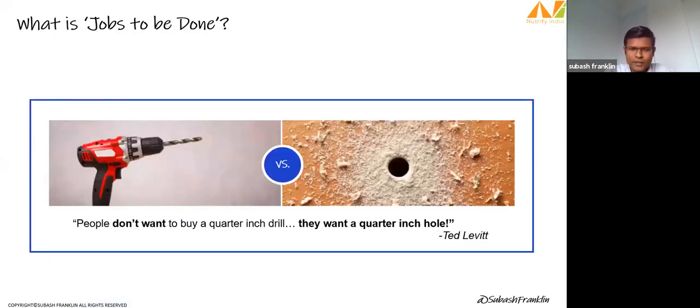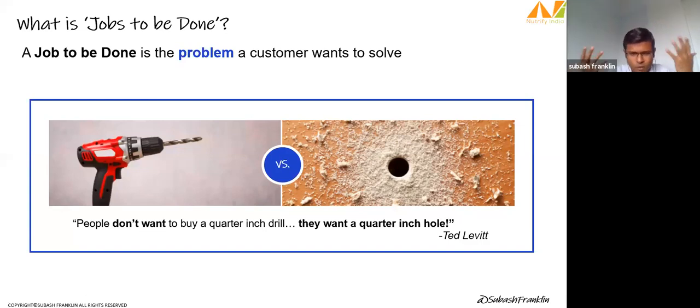So what is jobs to be done? This is a simple visual, which tells the story very nicely. People don't want to buy a quarter-inch drill. They want a quarter-inch hole. So in a sense, most of the time we have a certain product to sell and we are just forcefully selling that product. But the customer is actually buying a benefit out of that product.